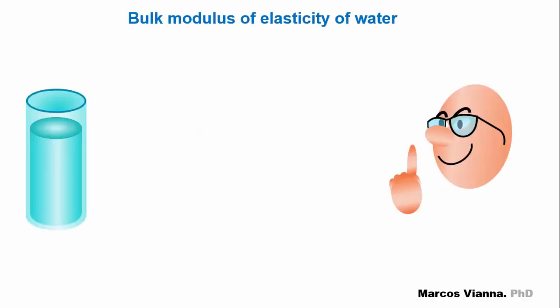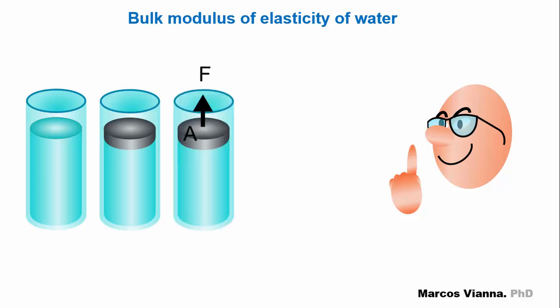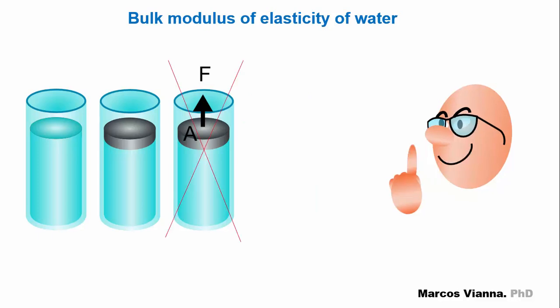Well, there is a way to measure the elasticity of water. But we must think about it volumetrically. Let's put it inside this cylinder and place a piston above it. Now, if we pull up the piston, a negative pressure will start to form over the water surface and water vapor will start to appear. It won't work this way.